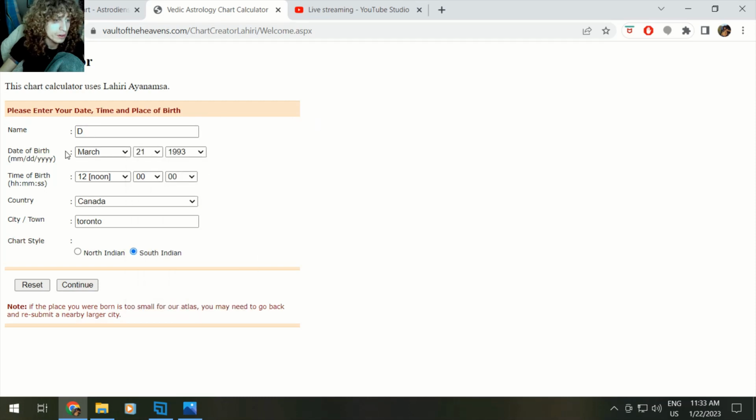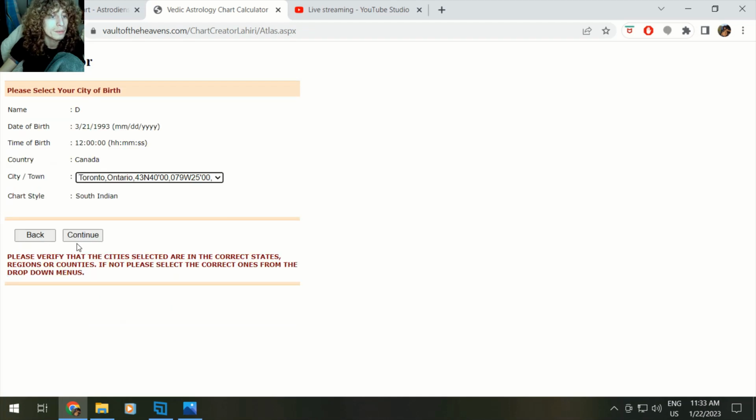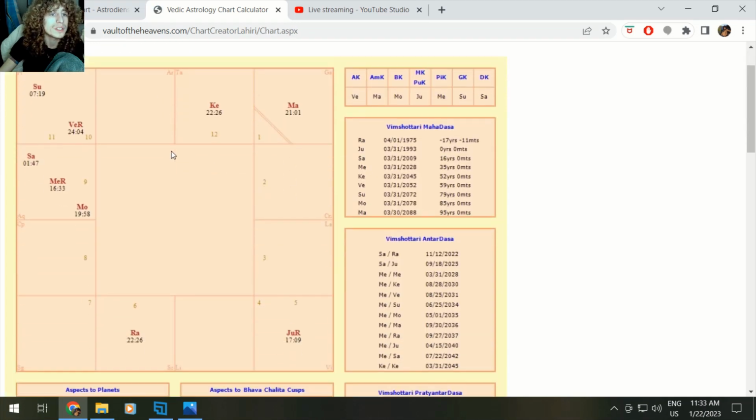The name is whatever, the date, same date, March 21st, 1993 at noon in Canada, in Toronto. I'm going to continue. Now, what we see here, those of you who are Westerners might not recognize this type of chart, but essentially these squares are the zodiac. The corner pieces are the mutable signs. So Aries is up here at the top, and right next to it is Taurus. There's nothing in Aries. What we see is that the sun, remember this is March 21st in a sidereal chart, is at 7 degrees of Pisces in this corner pocket.